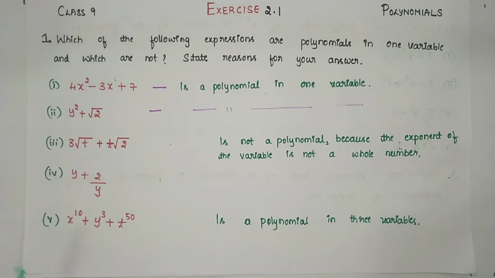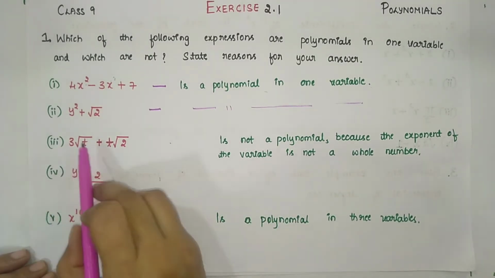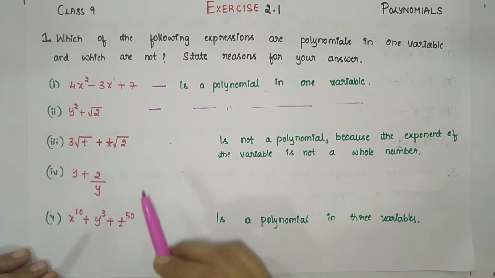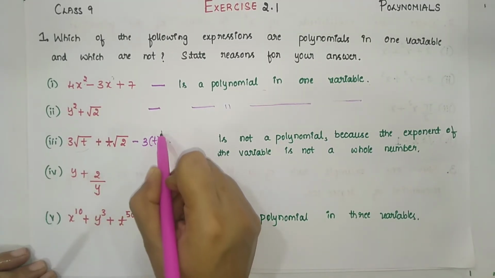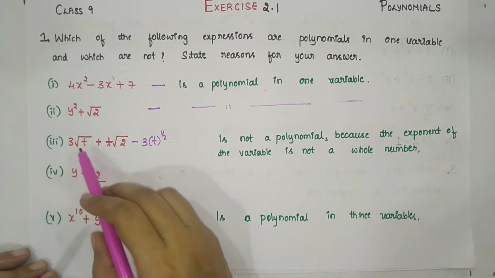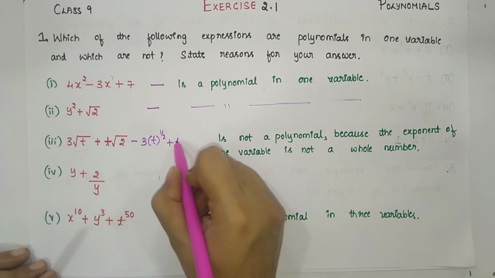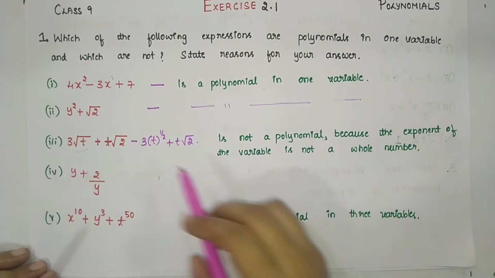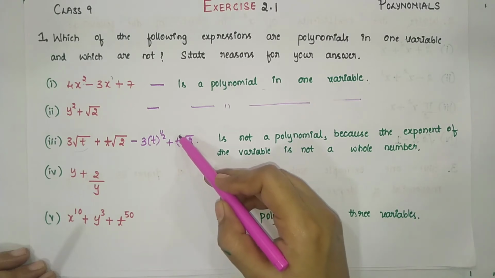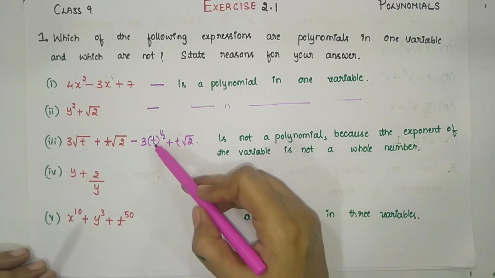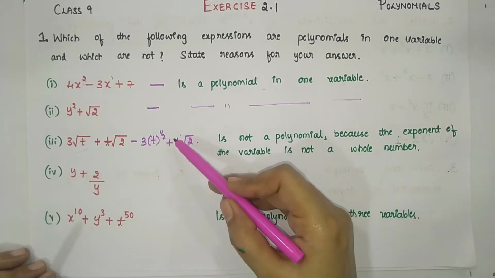And the third question is 3 root t plus t root 2. We have root t here, that is square root of t, and we can write that as 3 t power 1 by 2, because we know that root t is nothing but t power 1 by 2, plus t root 2 as it is. So the variable is t. We have t power 1 and t power 1 by 2. 1 is a whole number, but 1 by 2 is not a whole number.